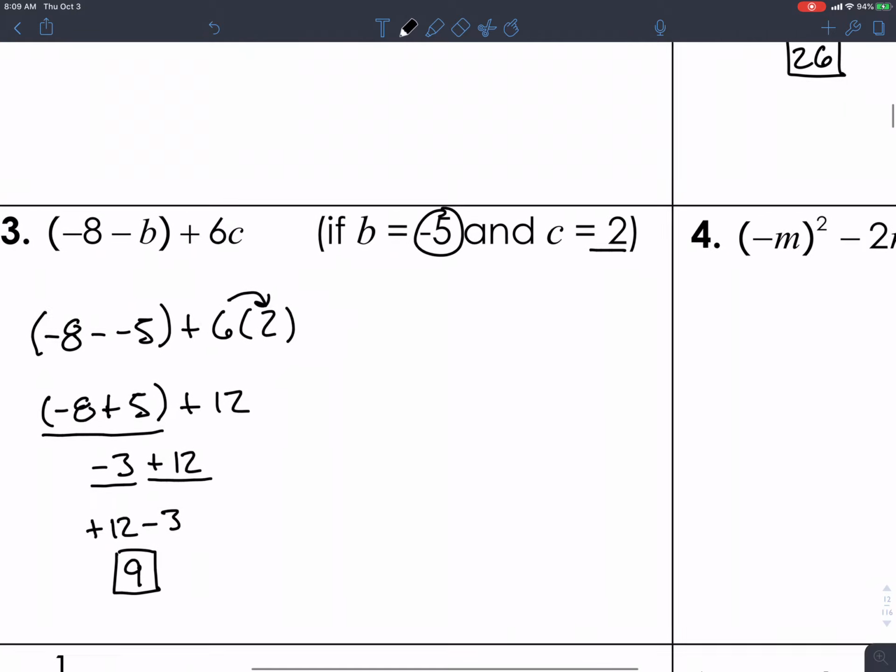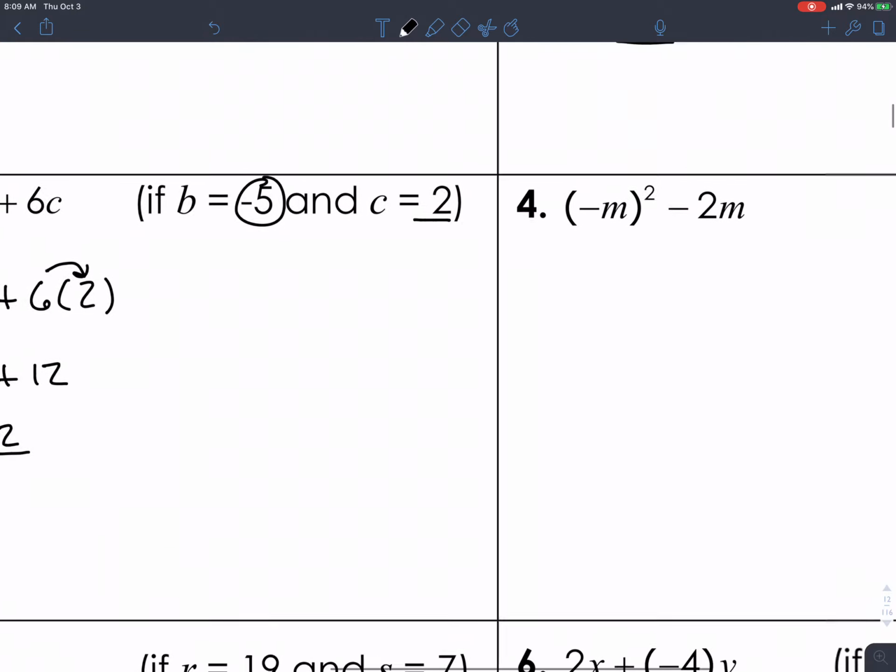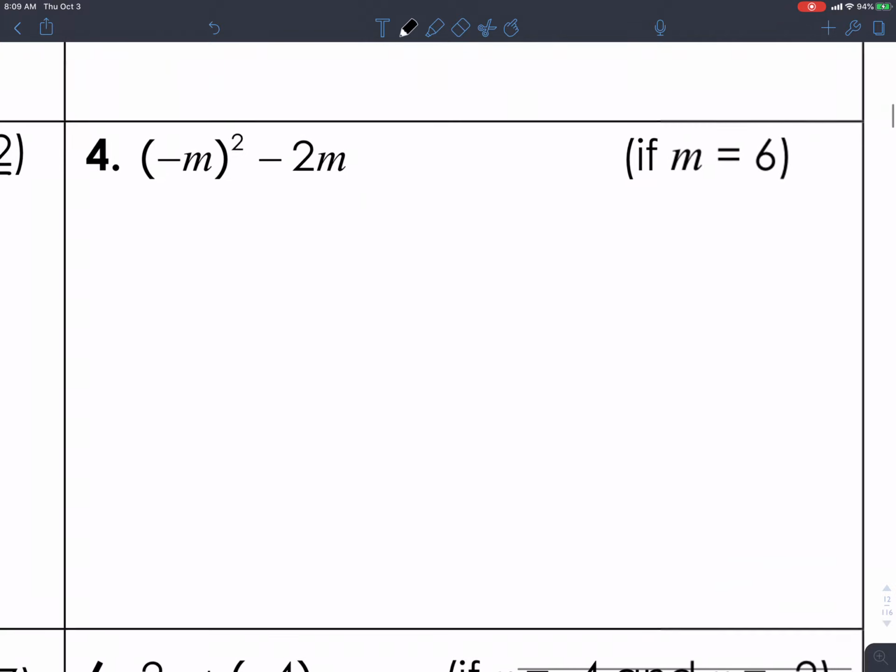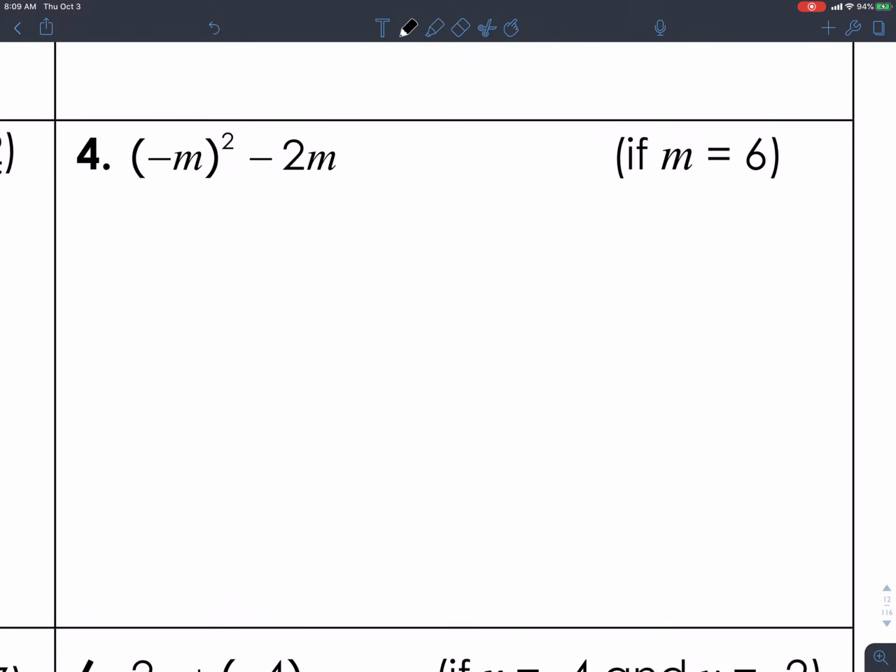You don't need to get all worked up about variables and exponents. They're not as hard as you think. Now this one seems like it'll probably be a lot simpler because there's only one variable. Well, let's work through it. -m squared minus 2m. So I'm going to substitute in that m, I'm going to put a 6 in: -6 squared minus 2 times 6. This is starting to get a little easier.